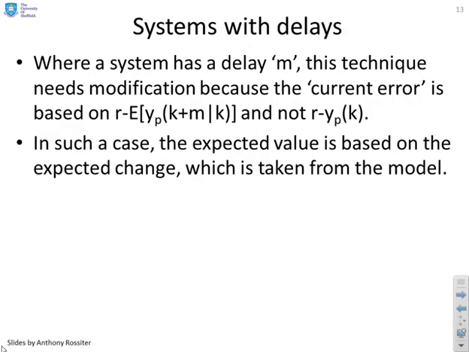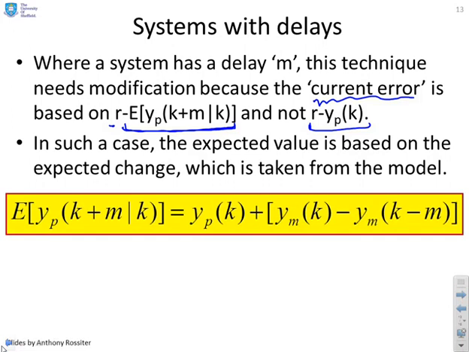Okay, so systems with delays. Where a system has a delay m, the technique we've given in this video needs only a slight modification, because the current error is based on r minus the expected value of the process m samples ahead, rather than r minus the current process output. That's so we eliminate the impact of the delay. And therefore the change is very, very simple.